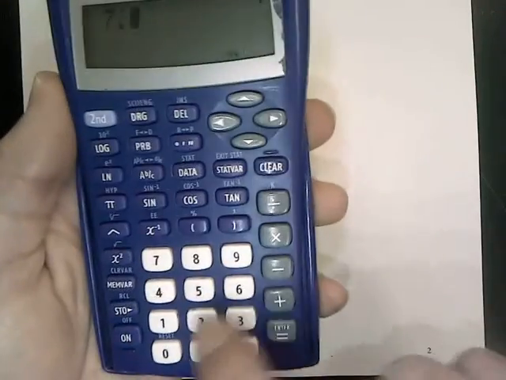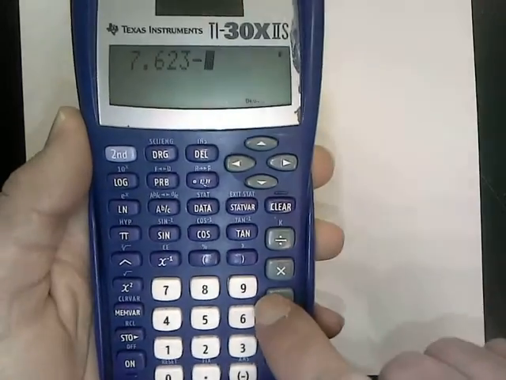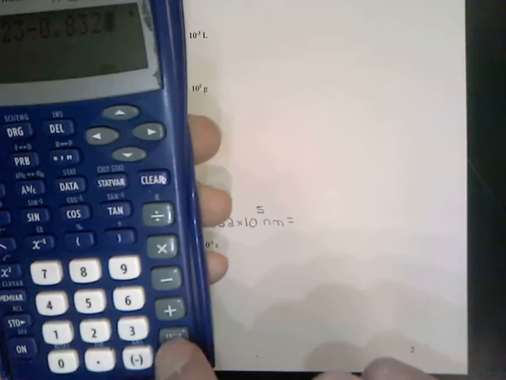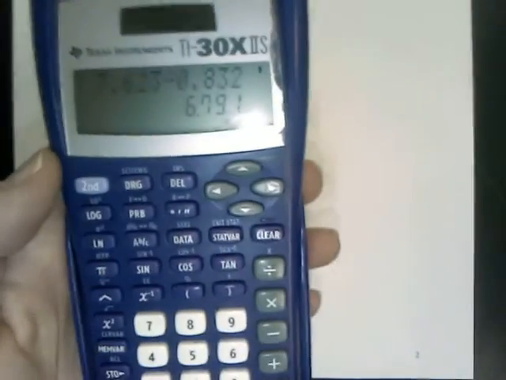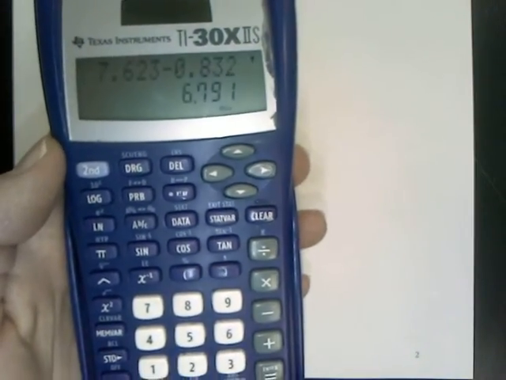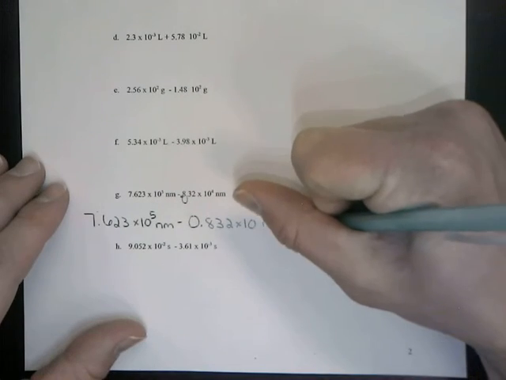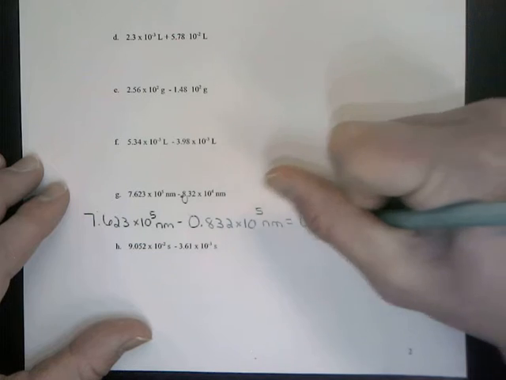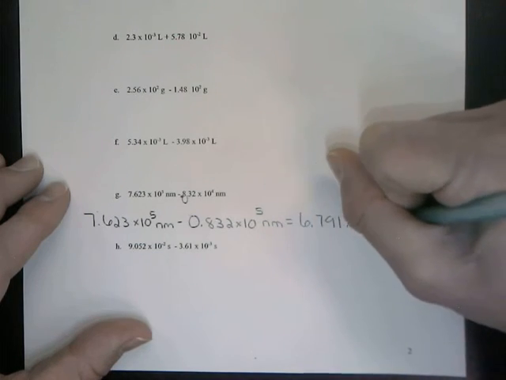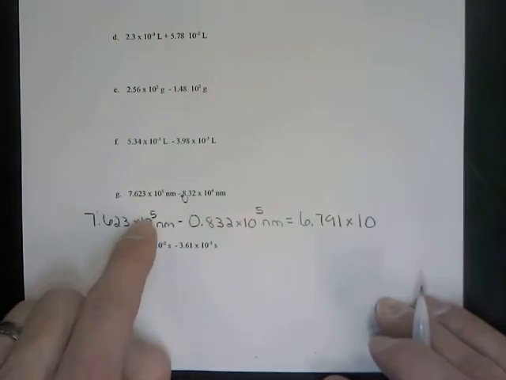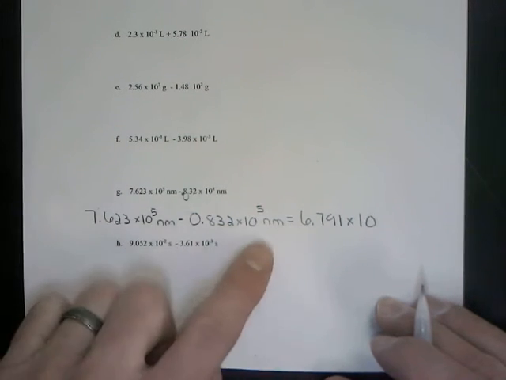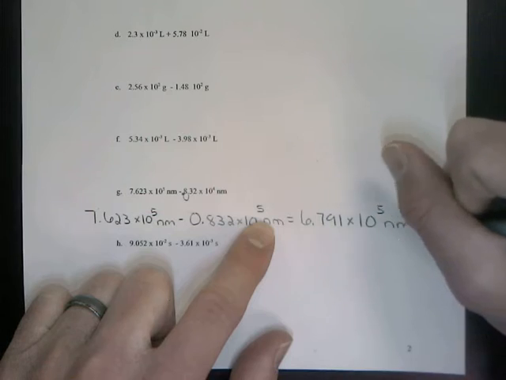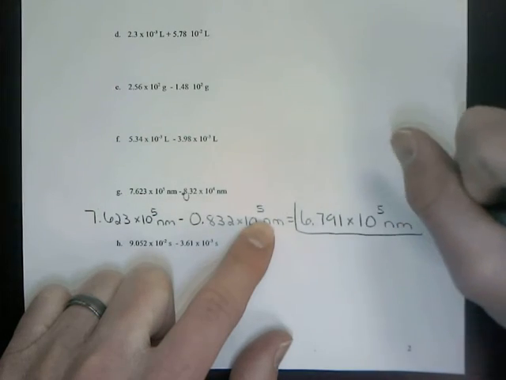So 7.623 minus 0.832. We press enter. We get a value of 6.791. And we need to do one more step, and that is this. We say times 10 to the same power that we have in our conversion here. So it's times 10 to the 5th nanometers. And that becomes our answer.